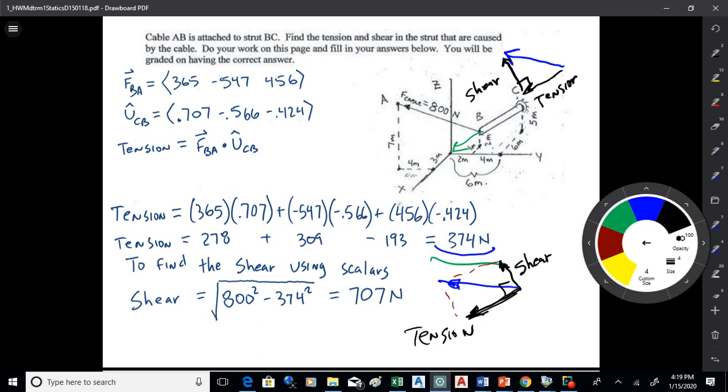So if you have the total, which is 800, and you know the tension, you can do the theorem of Pythagoras and back into what the shear has to be, okay? So the hypotenuse squared minus one of the legs squared, if you take a square root of that, you'll get the shear. Okay? Can you use cosine stuff to do that? Yeah, you can just do trig to get the angle if you wanted. Yeah, sure. Once you have these things.